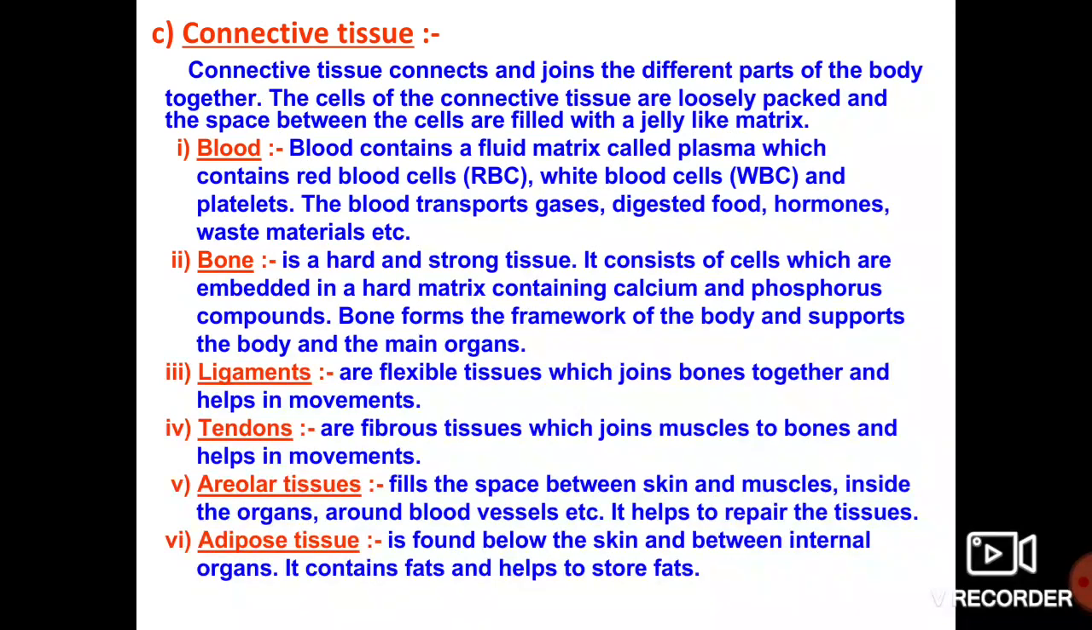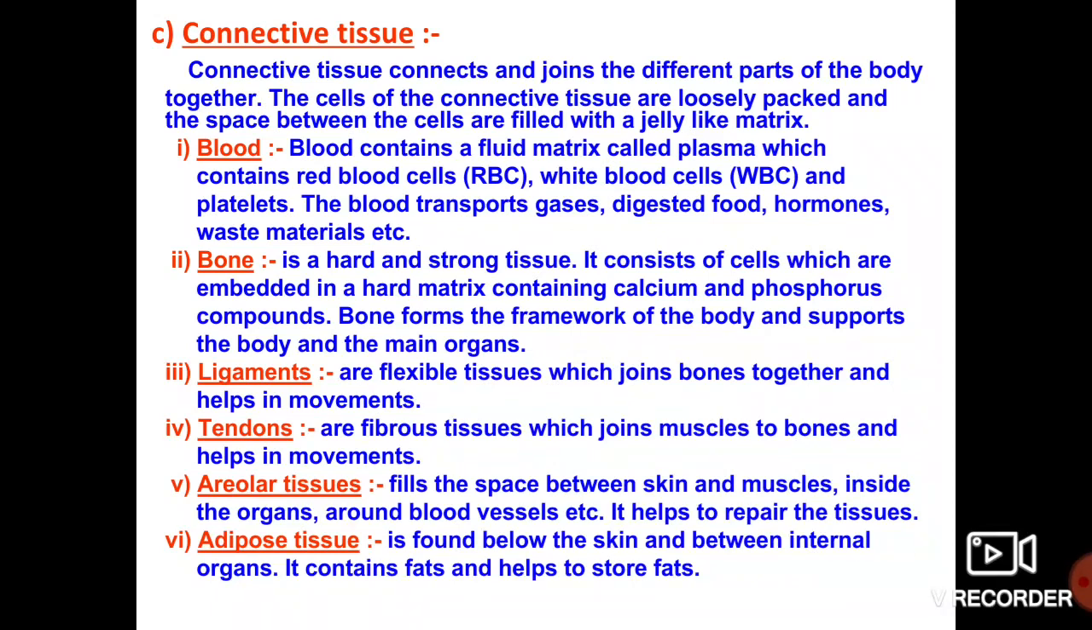So then what about the tendons? These are fibrous tissues. These tendons will be very helpful to join the muscles to bone and help in the movement. What is the difference between ligaments and tendons? Ligaments join bone to bone, that is, the attachment of one bone to another bone takes place because of the ligaments. In the case of tendons, muscles are attached to the skeleton or bone. Both the ligaments and tendons are very helpful for movement.